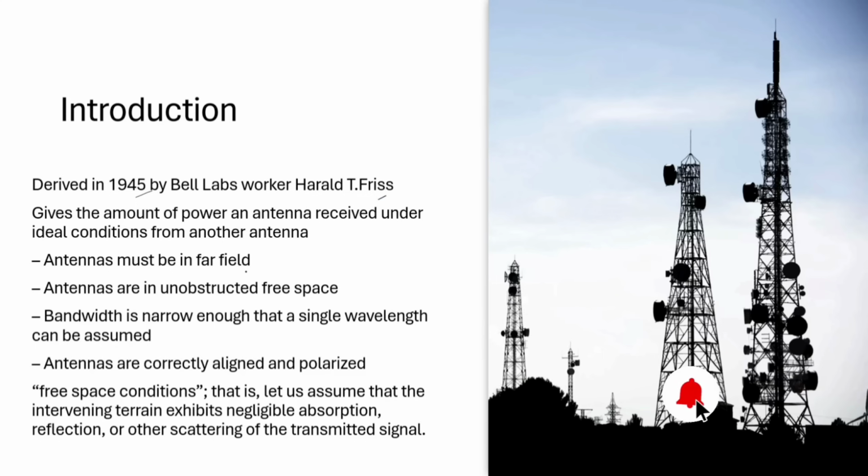So what are these ideal conditions? First, we have to assume that the antennas must be in the far field. That means these two antennas must be in the far field. Then there is free space, that means no obstacle between these two antennas. The third assumption is that the bandwidth is narrow enough that a single wavelength can be assumed. And last but very important, the antennas are correctly aligned and polarized.